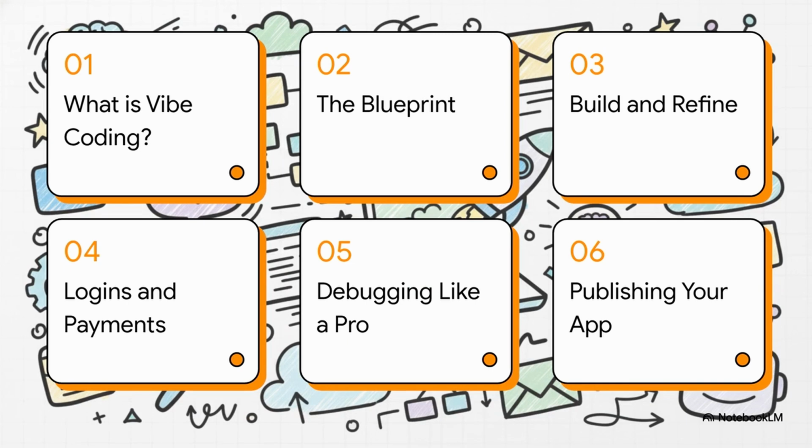All right, real quick, here's our roadmap for today. 1. What is vibe coding? 2. The blueprint. 3. Building and refining. 4. Logins and payments. 5. Debugging like a pro. And finally, 6. Publishing your app. Let's jump right in.